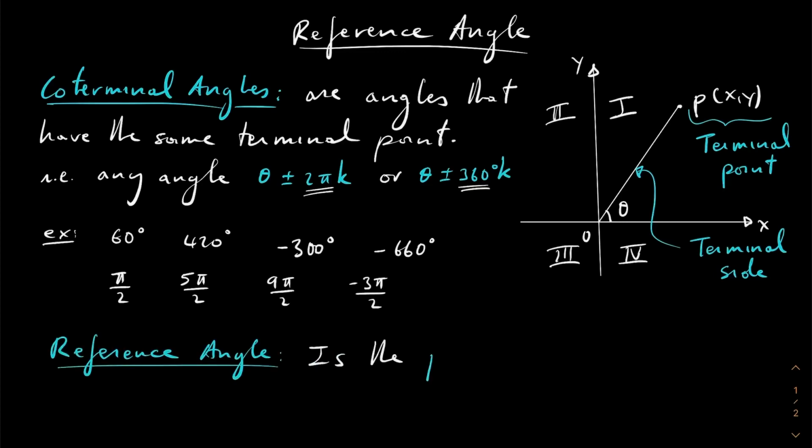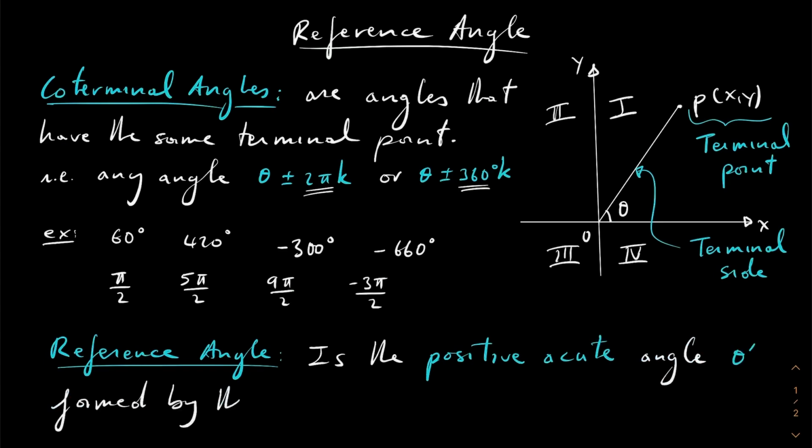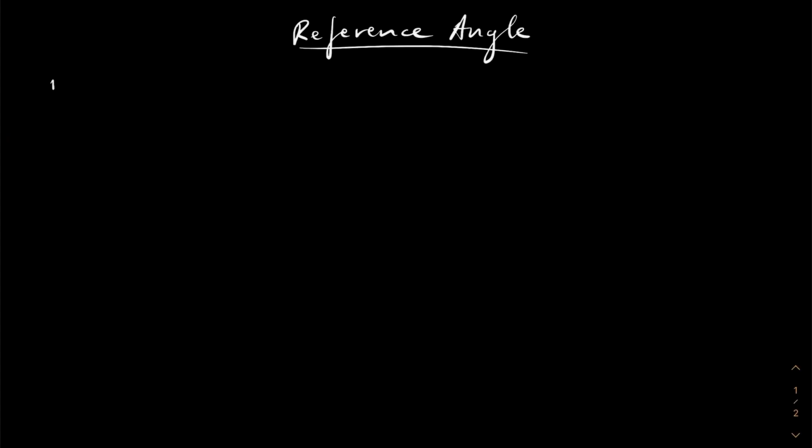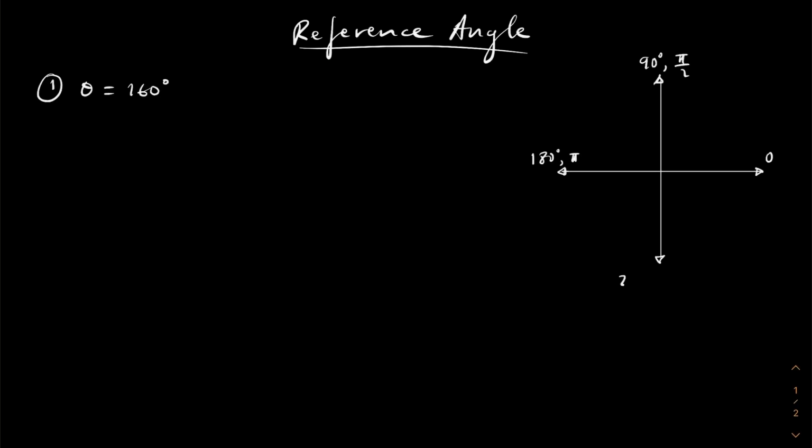Alright, so with that, let me give you the definition of a reference angle. A reference angle here is going to be the positive acute angle, let's say theta prime, formed by the terminal side of the angle theta and the x-axis. And so let me give you some examples here so you can see what I'm talking about. So if you have the angle theta equals 160 degrees, then this particular angle will be sitting on the xy plane right about here.